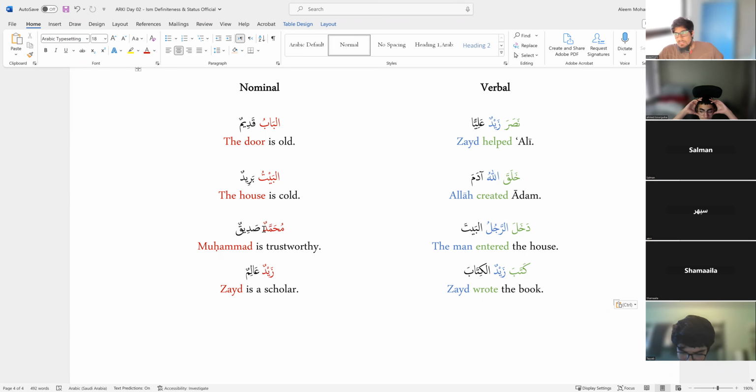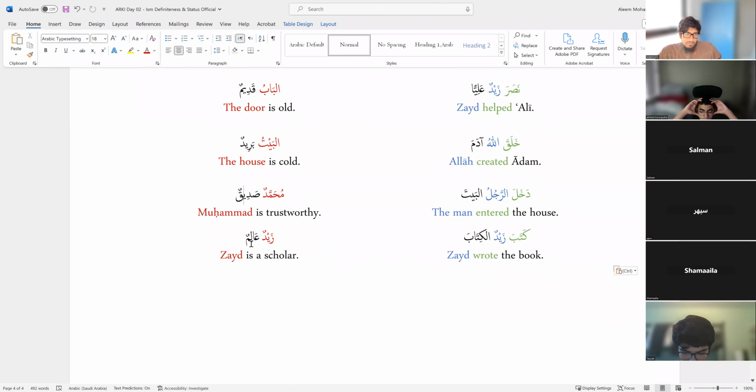And then it is in a state of rafa, which we can tell by the dhamma ending. Now sadiqun, we can tell this is our khabar. Why? Because it's in a state of rafa, because it has a dhamma ending, and it's also indefinite, which is known by the tanween. Zaydun alimun, or alimun, follows the same structure here, which would mean Zayd is a scholar. So Brother Salim is asking, definite in nature means it is a proper noun or a proper name? Yes, that is correct.